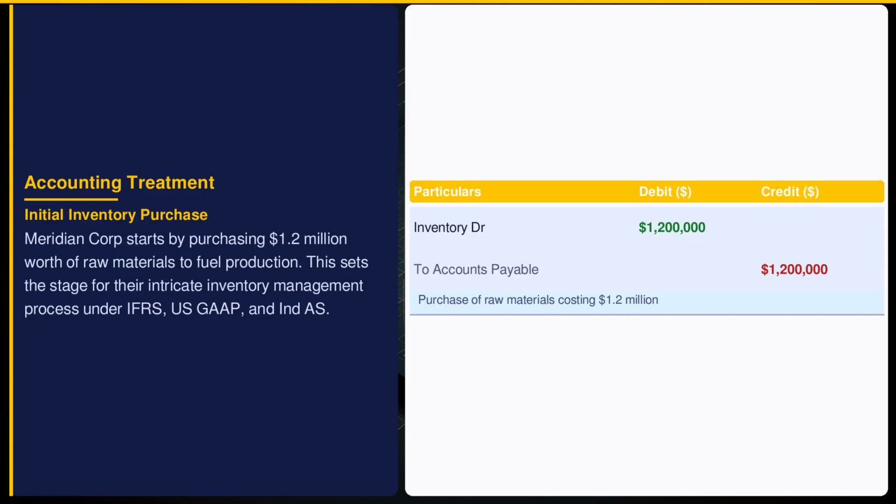Recording this entry under all three frameworks ensures the inventory is accurately reflected in the balance sheet. Recognizing the inventory at cost, in this case, $1.2 million, aligns with the historical cost principle. This entry increases assets and liabilities equally, maintaining the accounting equation's balance.